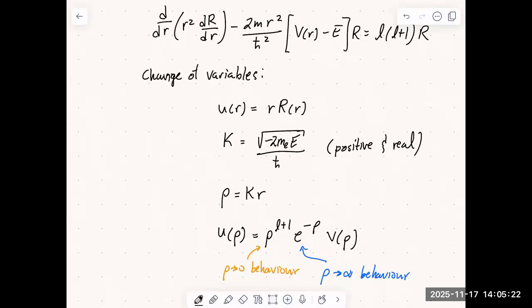We looked at what would happen if we said our rho was very large, and we ended up getting this kind of exponential e to the minus rho dependence. We looked at what would happen for very small rho, and we got this kind of power law thing. So what we did is we defined U in terms of a product of these asymptotic behaviors and some other function that we're going to try to find.